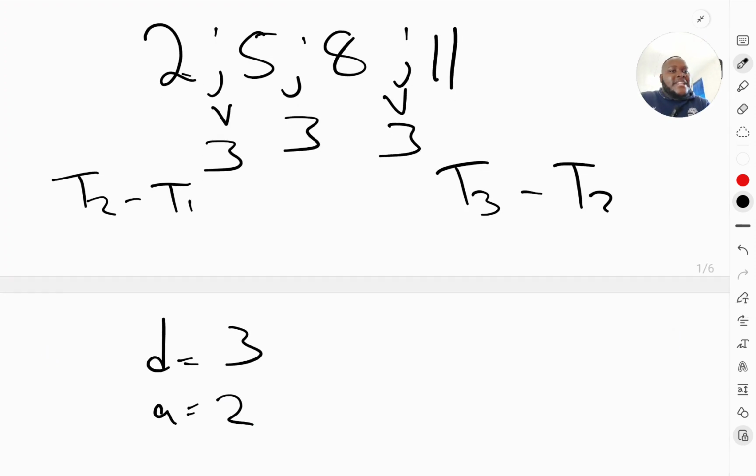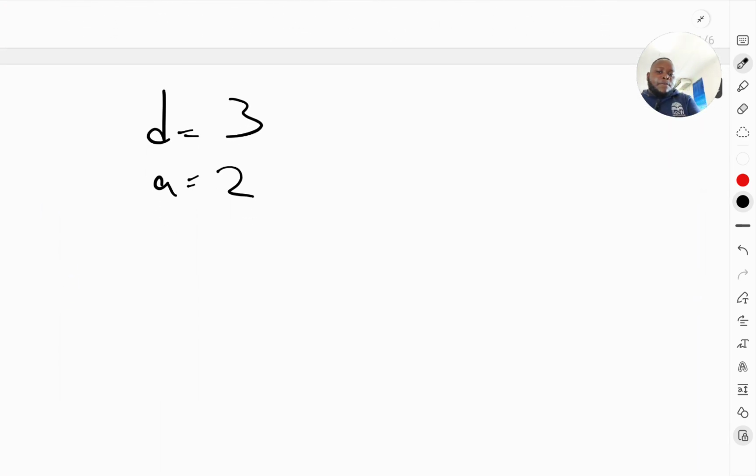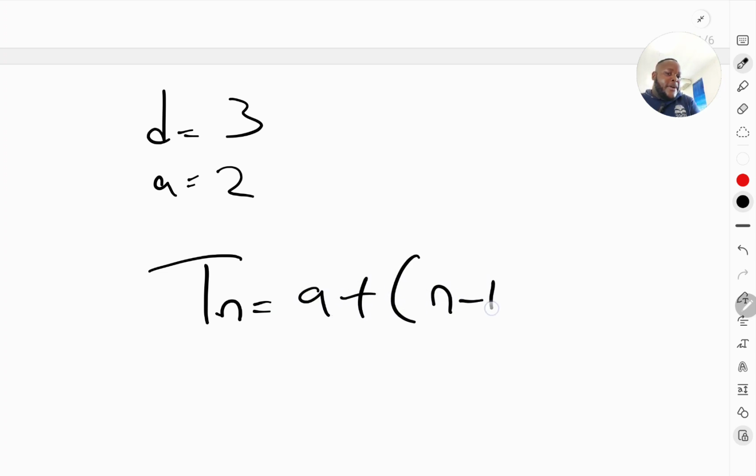So now if I'm looking for the general term, with the general term I can also find the next number here, and I can also find the 100th term in my sequence. So that is the use of my general term. When I'm looking for the general term of an arithmetic sequence, I'm going to say Tn equals A plus n minus 1 multiplied by the difference.